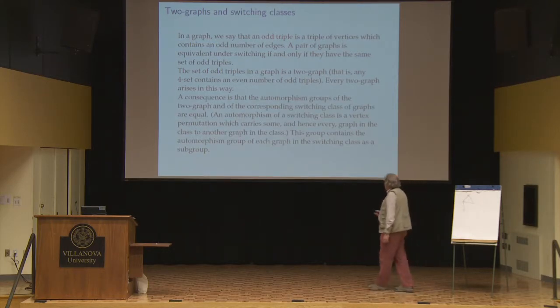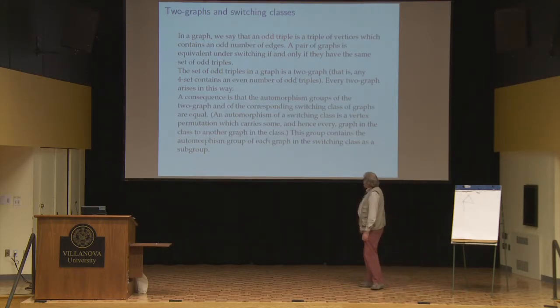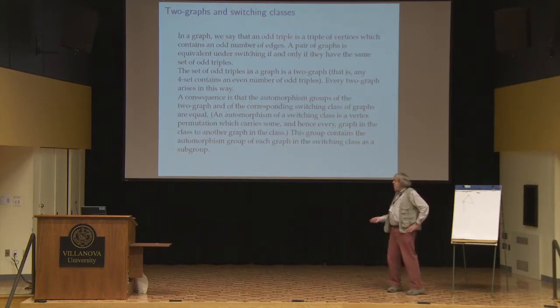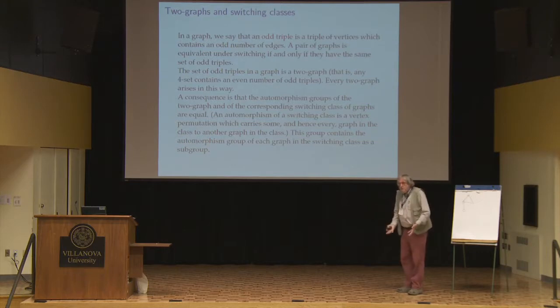And the consequence is that the automorphism group of the two graph is the automorphism group of the switching class, which I haven't defined for you, so let me do it now. What's the automorphism of a switching class? It's a permutation of the vertices that takes every graph in the switching class to another graph in the switching class. And I don't need to say every there. I can just say takes some graph in the switching class to another. That will be exactly the same because of this. You just write it down and see.